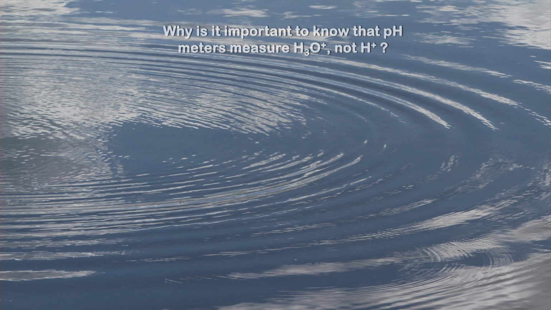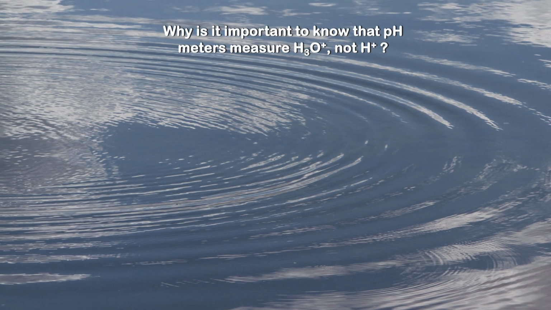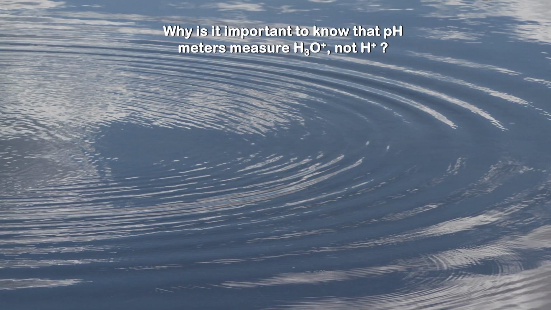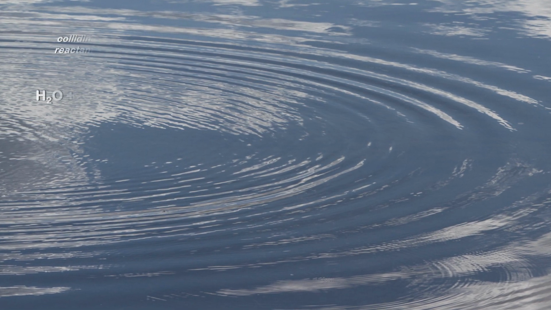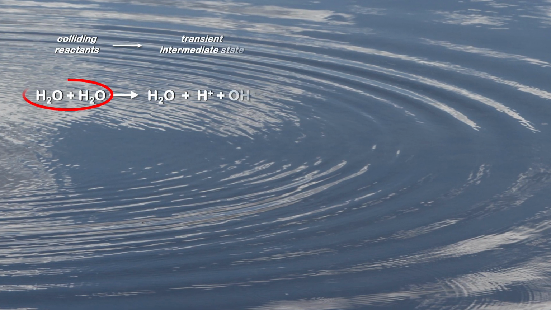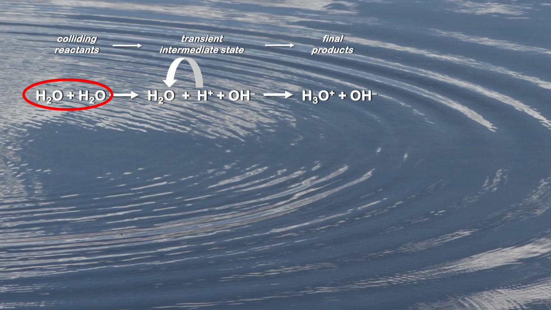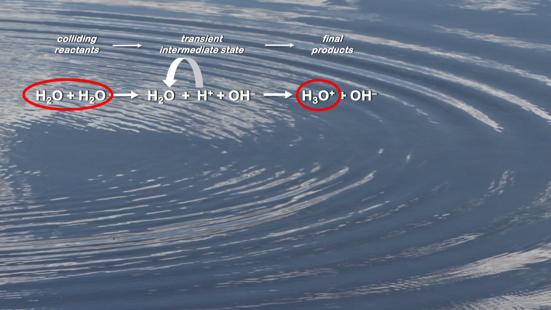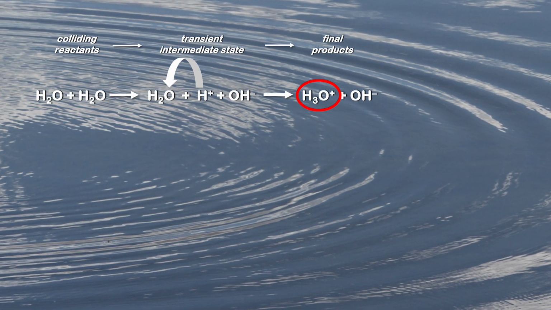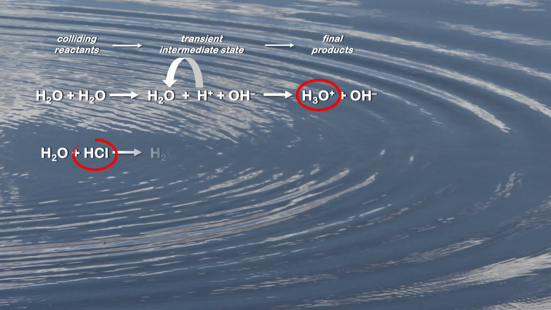Next, why is it important to know that pH meters measure hydronium ions, not hydrogen ions? In pure water, H3O plus is made in the reaction of two colliding water molecules when one transfers a hydrogen ion to the other. Hydronium ion can also be made when an acid like hydrochloric acid, HCl, is added to water and contributes a hydrogen ion to a water molecule.